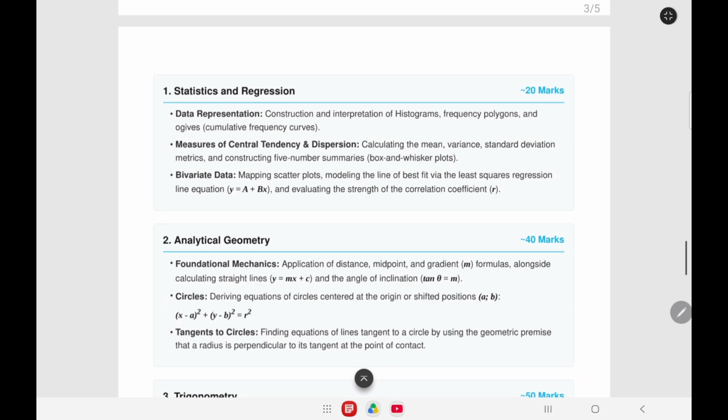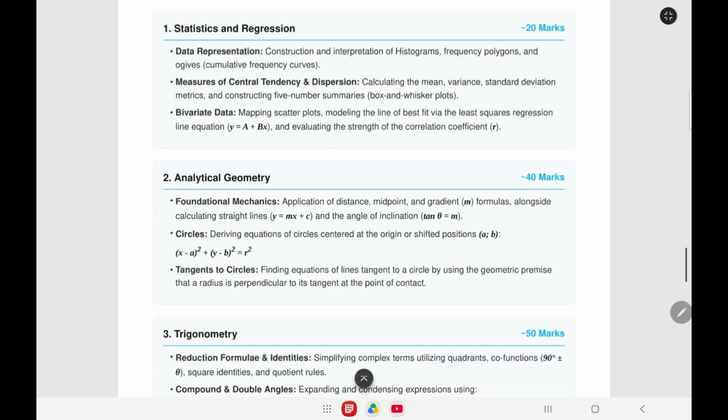Starting with stats, we have statistics and regressions worth about 20 marks. It could be 15, it could be 20. It just depends on how they set your paper. So you have data representation, construction and interpretation of histograms, frequency polygons, and ogives, cumulative frequency curves. You also have measures of central tendency and dispersion, calculating the mean, variance, standard deviation, and constructing 5-number summaries, box and whisker plots. We also have bivariate data, mapping scatter plots, modeling the line of best fit via the least squares regression line equation, and evaluating the strength of the correlation coefficient.